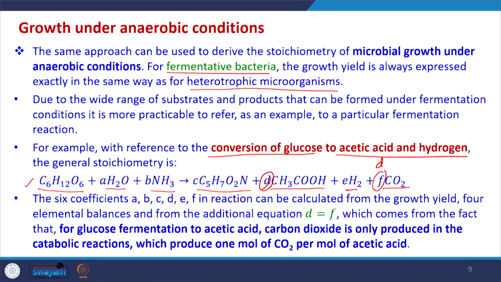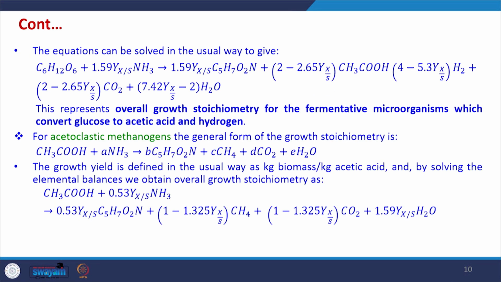Thus we have only 5 unknowns and 4 elemental equations, and again we can use the growth yield definition to solve the problem. The equation can be solved as usual to give this particular equation, which is written here in terms of growth yield. All the values can be found out if the value of Y_X/S is known to us. This represents the overall growth chemistry for the fermentative microorganism which converts glucose to acetic acid and hydrogen. So, we are referring to a particular equation only.